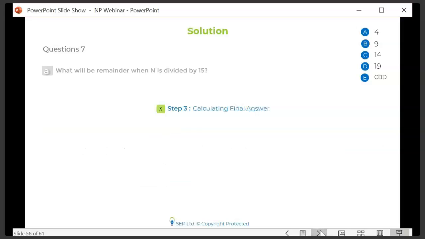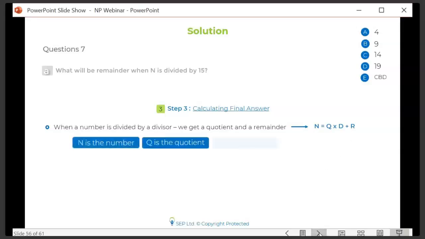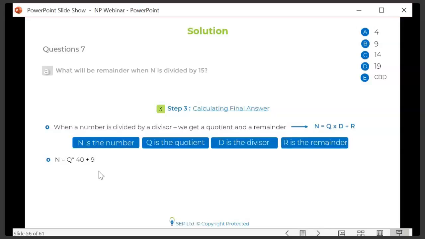You don't need to take any numbers, especially when you have a "cannot be determined" in the options. So my first question was: when n is divided by 40, the remainder is 9. I need to find out what happens when it is divided by 15. To solve this question, you need to know the formula n equals q into d plus r. It's a very basic thing, right? When you divide a number by a divisor, you get a quotient and a remainder. So in this case, we can write n as q times 40 plus 9. Q is the quotient. I don't know what that quotient is. I know I'm dividing by 40 and the remainder is 9.